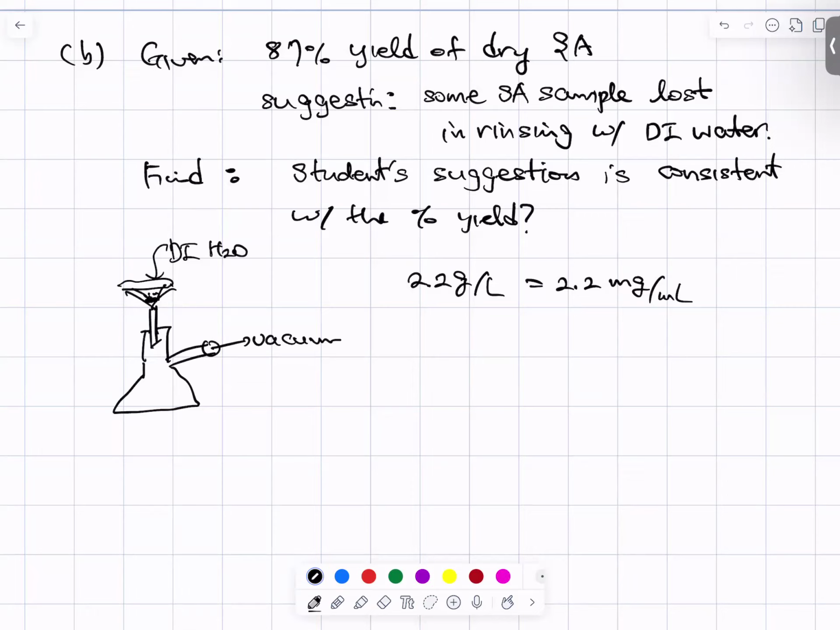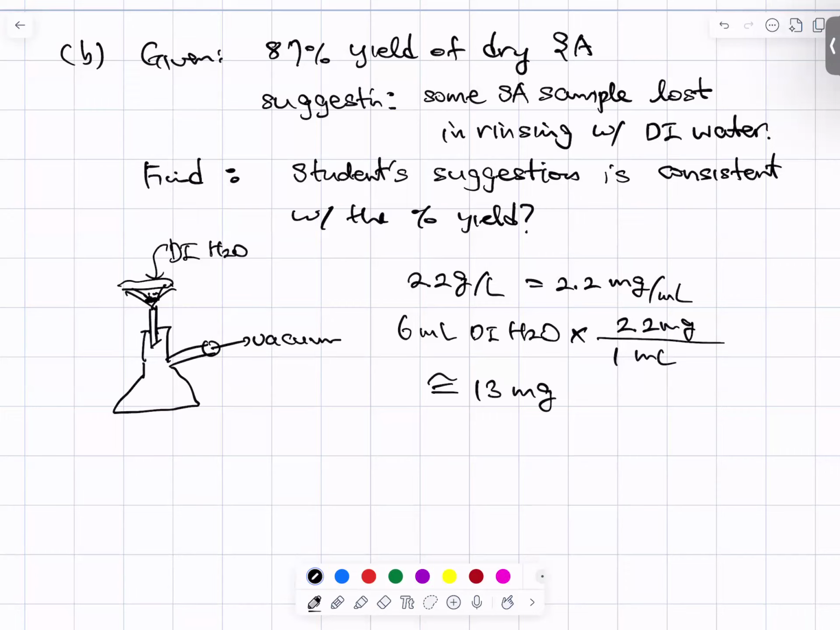Okay. So let's say we are using a small amount of water. Let's say 6 ml of DI water was applied for rinsing, and this is dissolving 2.2 milligrams in each 1 ml. So this is 13 milligrams. So 13 milligrams dissolved and went through the filter. It is not filtered, it went through the filter paper and was wasted out. It was lost.